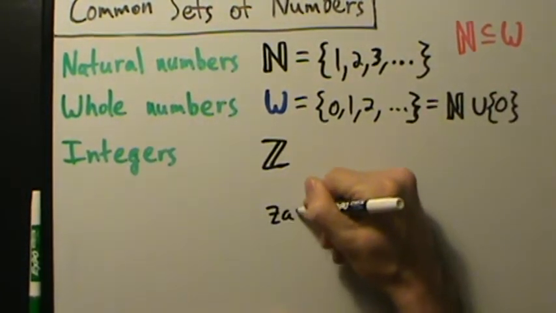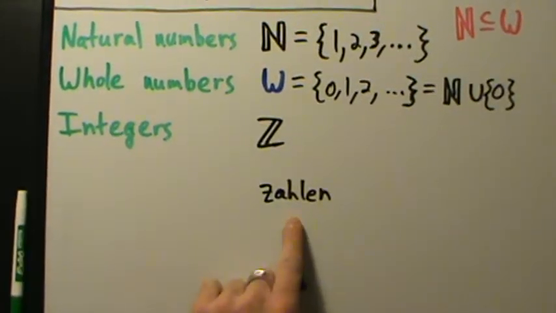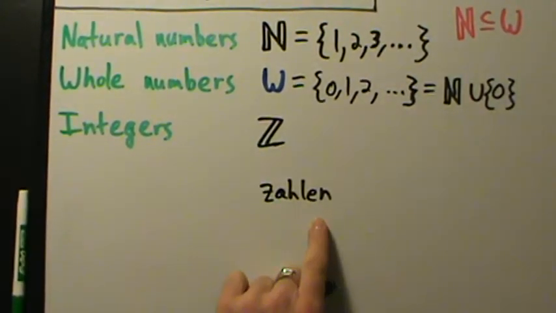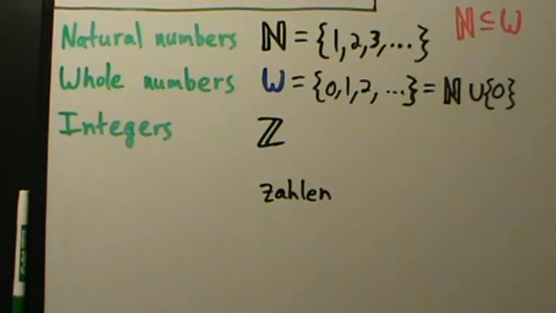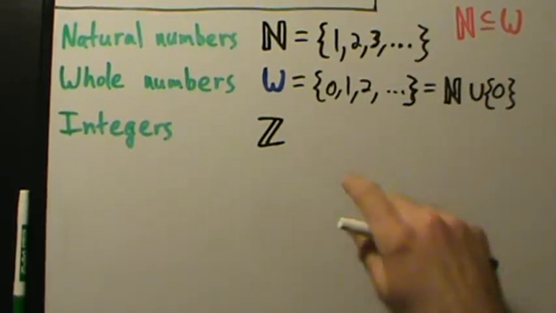Actually, Z comes from the German word Zahlen, which means number. So that means number in German, if I remember correctly. So that's where this notation comes from here. Okay, so what are all the integers? Well, there's actually a couple different ways of describing this set.